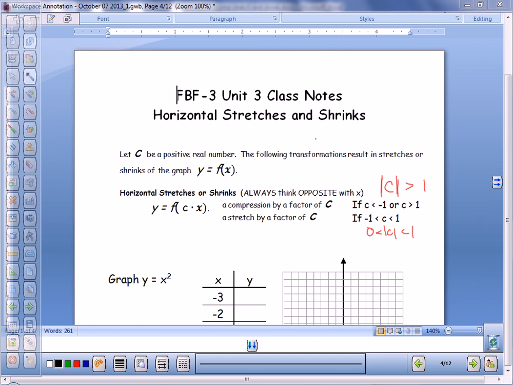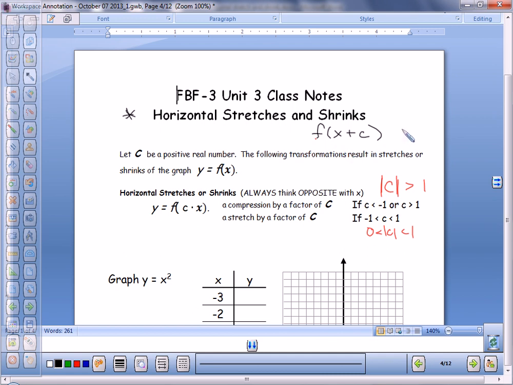Okay, so this is it. Last day of transformation. So we're going to do horizontal stretches and shrinks or compressions. So when we look at our horizontal stretches or shrinks, whenever anything is grouped with the x, we always think opposite. So when we had f of x plus c, we did the opposite of that. So instead of going right c units, we went left.